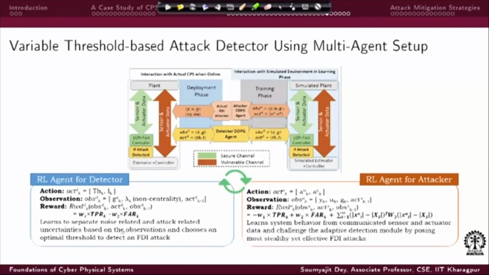It will try to reward the detector RL agent if it is able to increase TPR and decrease FAR, and the agent for the attacker will give rewards to the attacker if it is doing the opposite, and also in the process it is going to increase the estimation error, because that is the objective of the attacker, right.